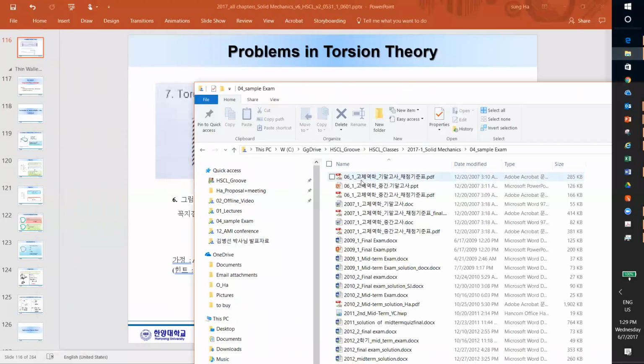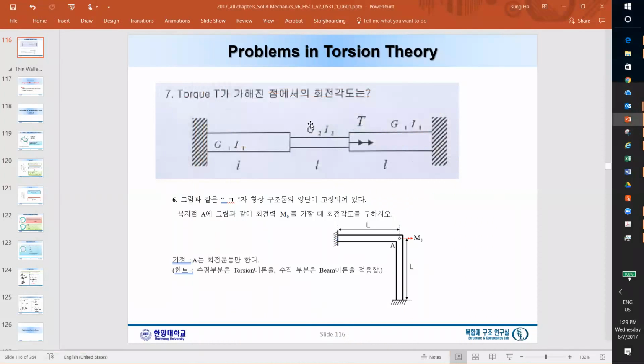For example, I took one from a long time ago, 2006 and 2007. There is a problem regarding torsion theory. Again, I will define this problem, and then we will discuss it tomorrow in class. Okay.